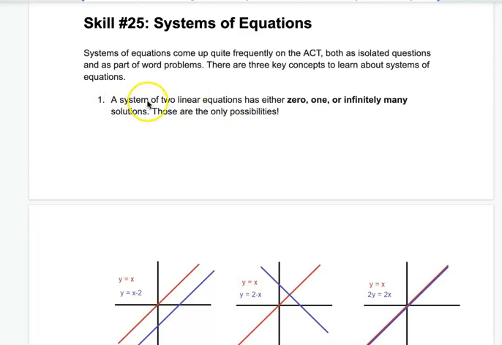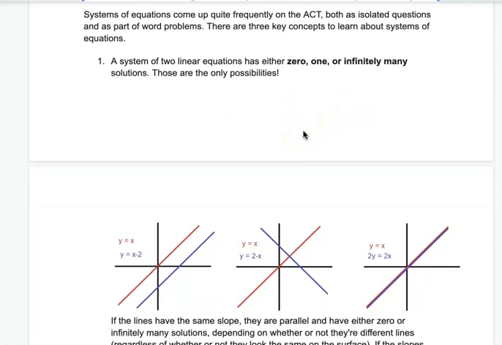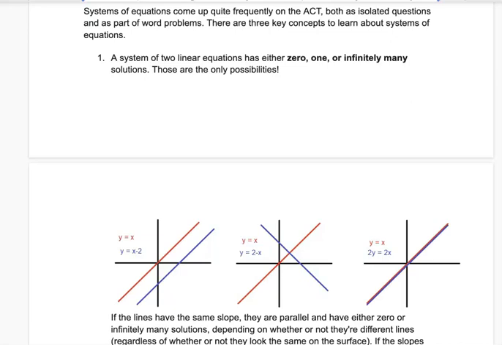First of all, a system of two linear equations has either 0, 1, or infinitely many solutions. So let's look at those. This is an example of having 0 solutions. You can see they have 0 solutions because they never intersect. They're parallel lines. Parallel lines have 0 solutions.